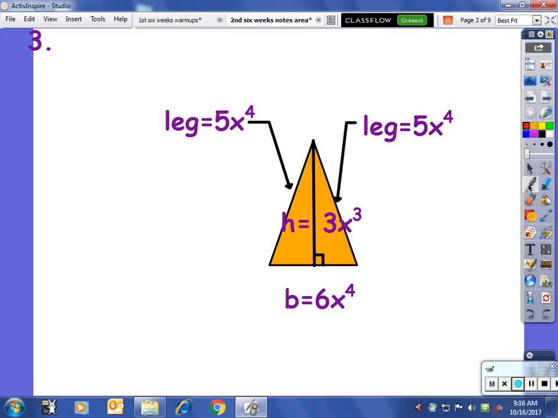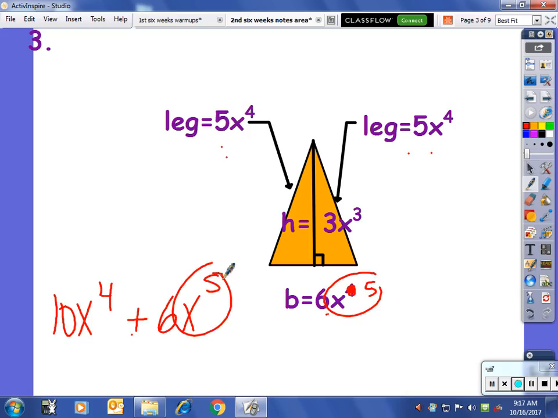Okay, I want to change this up just a little bit. What if this side only had been 6x to the fifth? Let's talk about perimeter if just that side had been 6x to the fifth. Then we could add these two sides together and make 10x to the fourth, but the best I could do to combine it with this is to put a plus sign in between. So that's how our perimeter would change. Again, on perimeter, whatever exponents you have in the problem, you should have those same exponents in your answer.